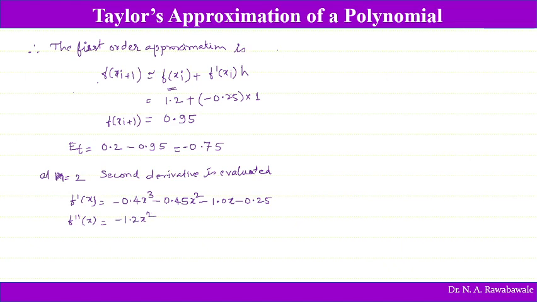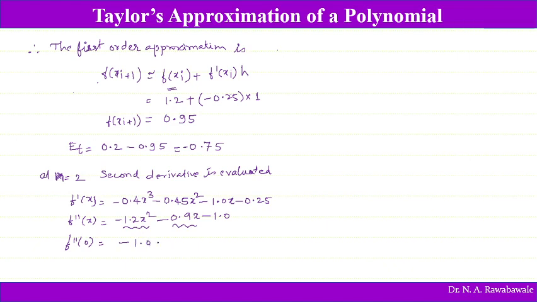So second derivative f double dash of x is nothing but minus 1.2 x square, differentiating above polynomial with respect to x, so 3 into 4, 12, that is 1.2, minus 0.9 x minus 1.0. So this is second order derivative f double dash of 0. If we substitute, this term becomes 0, this term becomes 0, answer will be minus 1.0.